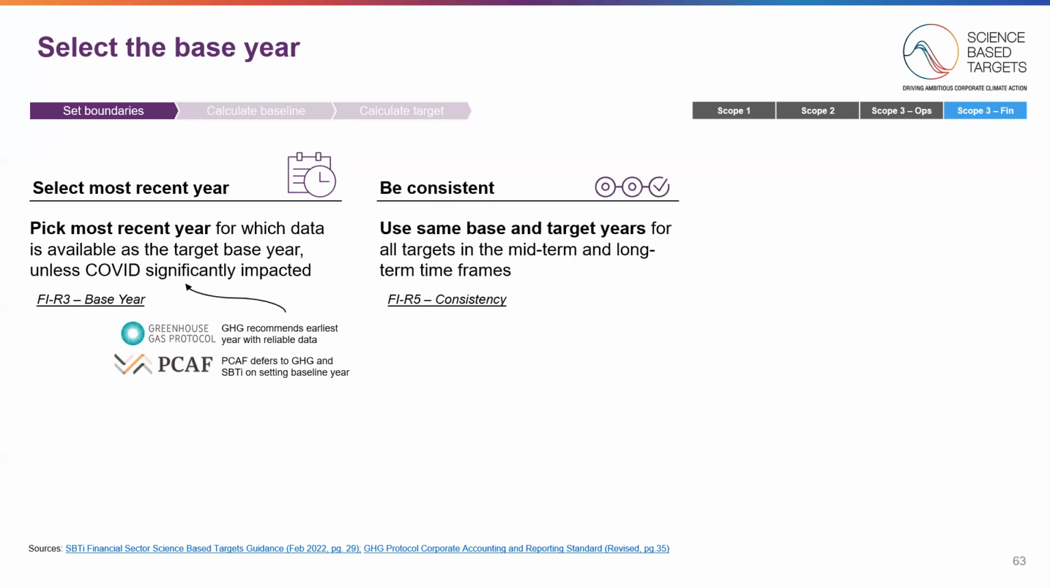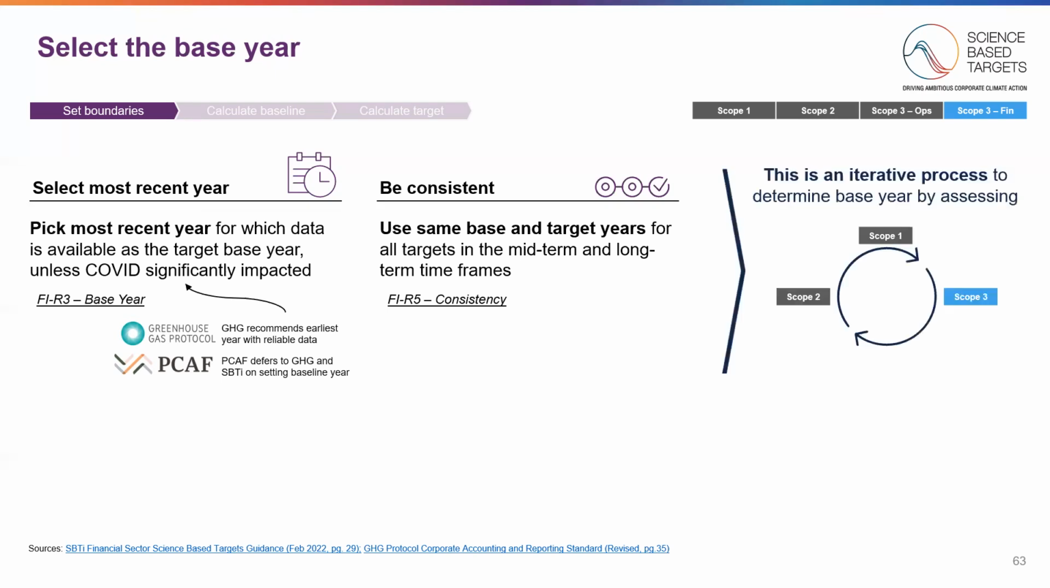It's also important to be consistent. Whichever year you pick, it'll be important to use the same base and target years for all your targets with the midterm and long-term timeframes. This will make it easier for individuals and teams across your organization to align and communicate progress towards achieving your targets. While it is important to set a base year early on, you'll need to iterate to find the right year as you assess Scope 1, 2, and 3.